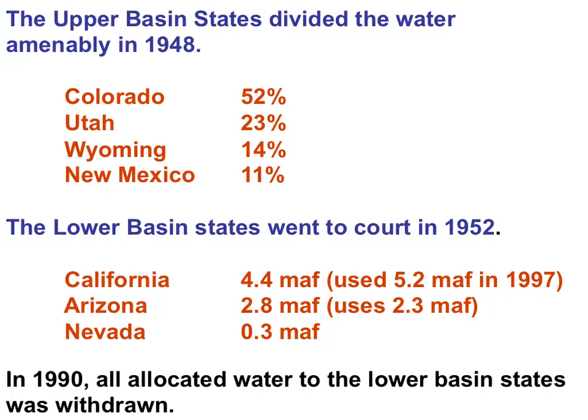The compact was signed in 1922, but as late as 1952, these lower basin states continued to use the flow rate of 19 million acre-feet as the standard. The total here is 7.5 million acre-feet, the exact allocation for the lower states that was set out in 1922. You can see that in 1997, California borrowed water from the allocations to other states, and in 1990, all the allocated water to the lower basin states was withdrawn.